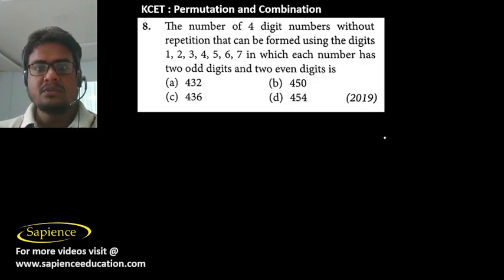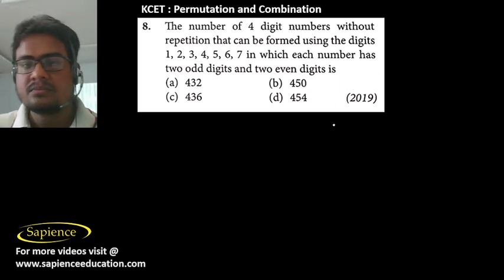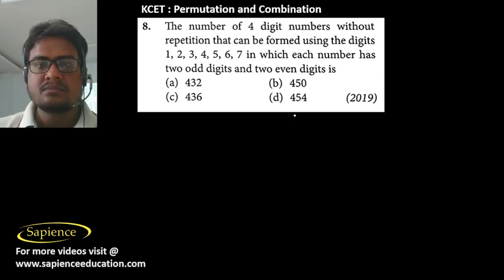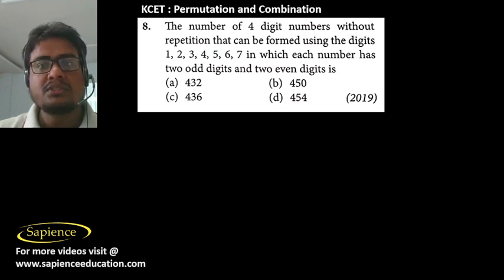So then we shall solve the last question of this chapter. It is the number of 4-digit numbers without repetition that can be formed using the digits 1, 2, 3, 4, 5, 6, 7, in which each number has two odd digits and two even digits.